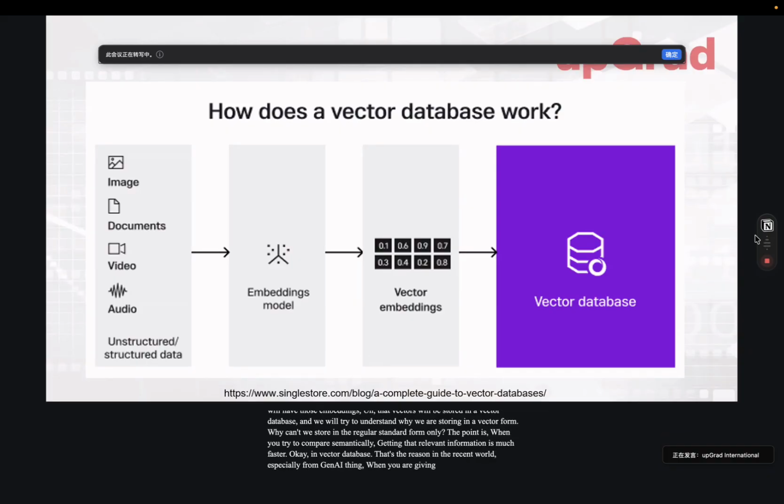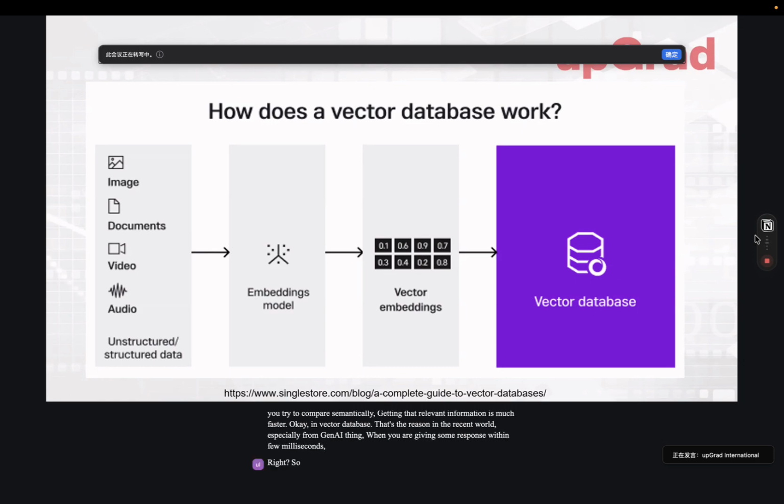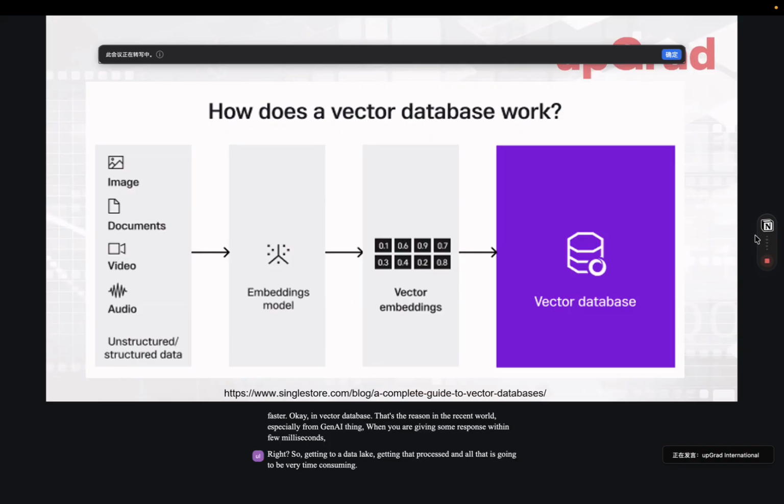That's the reason in the recent world, especially in Gen AI, you are giving some response within a few milliseconds, right? Getting to a data lake and getting that processed is going to be very time consuming. But if you have SQL, NoSQL or processed data directly, yes, we do have both. Just think of it in a practical sense.